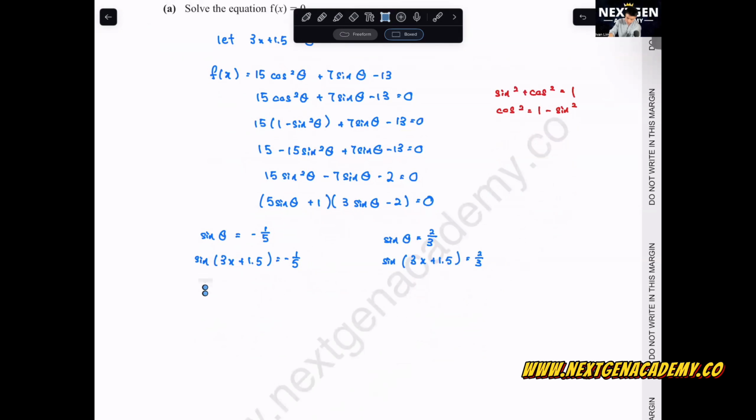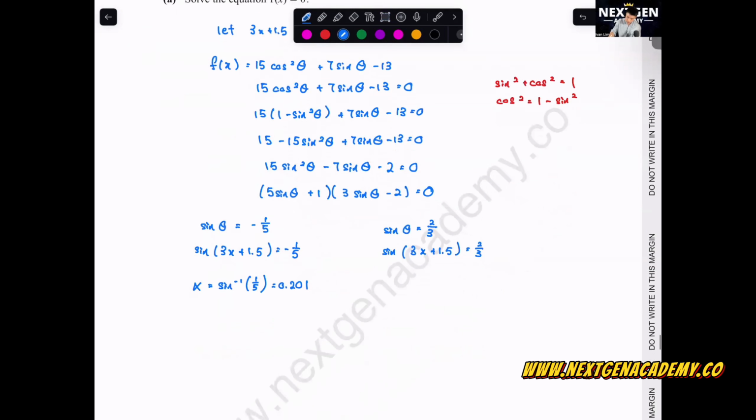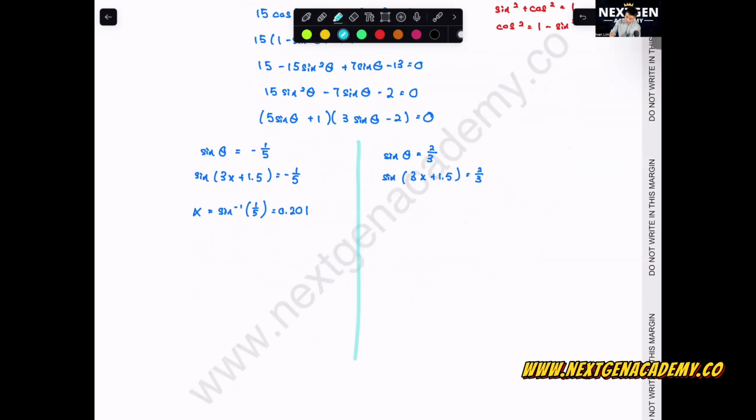Find the base angle. So alpha is equal to inverse sine 1 over 5. Make sure it's in radian mode. We'll get 0.201. This one I split into half, so you can see clearly.